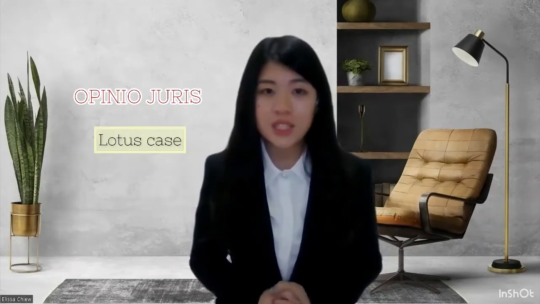The requirement of opinio juris was confirmed in the Lotus case, in which the Permanent Court of International Justice dismissed France's claim that Turkey had no jurisdiction to try their nationals because there was no belief that Turkey was legally obligated to abstain from instituting criminal proceedings based on the facts of the case.